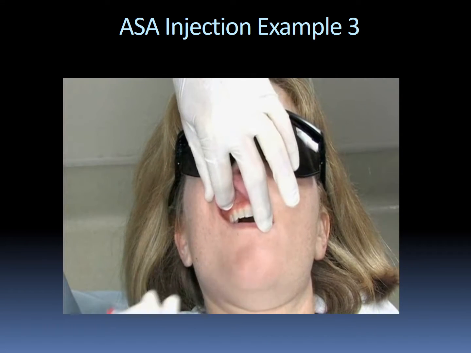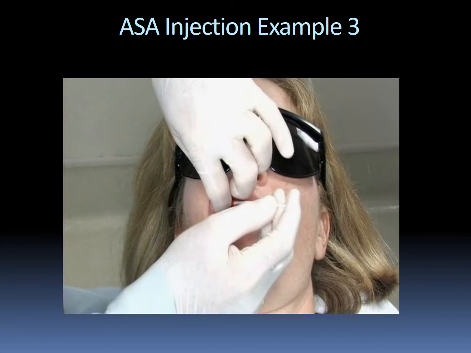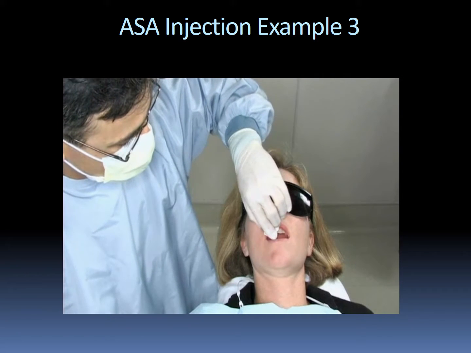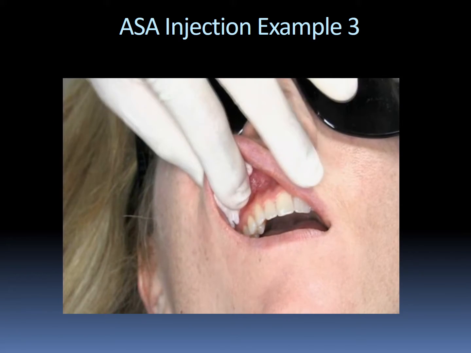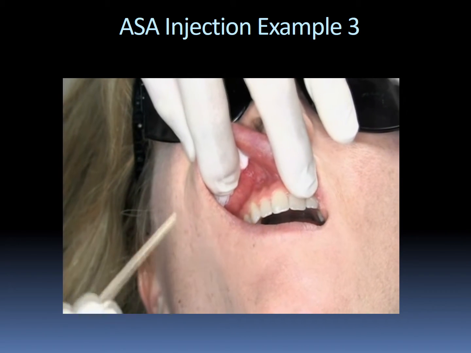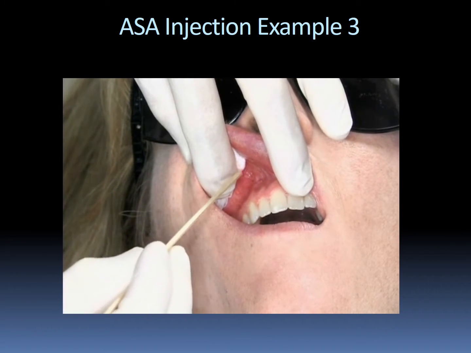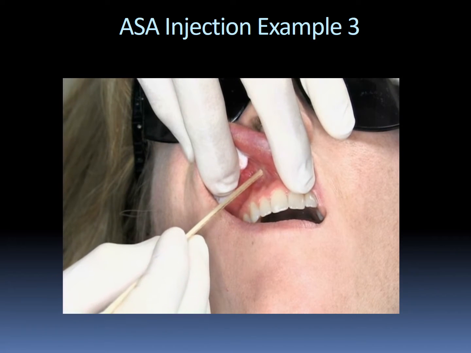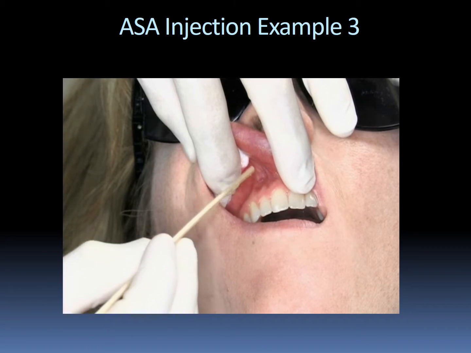The tissue is dried and topical anesthetic placed. A short 25 or 27 gauge needle is recommended for this injection. The lip is retracted and the tissue pulled taut over the maxillary canine to be anesthetized. The point of needle penetration is high in the vestibule, just above and medial to the apex of the maxillary canine.